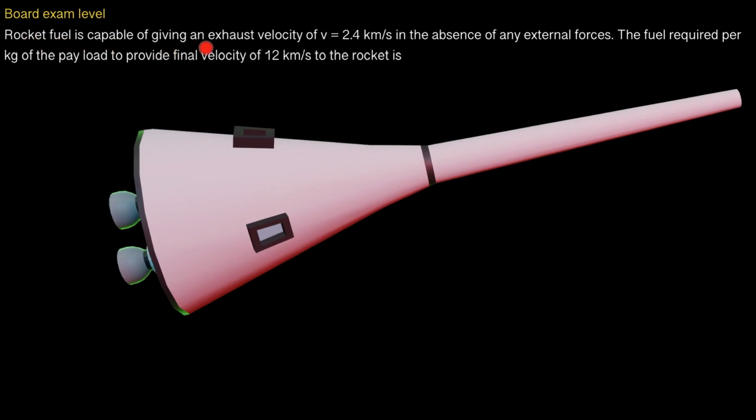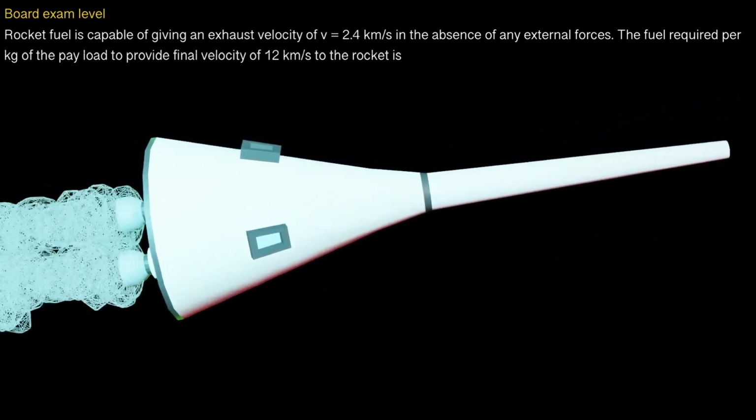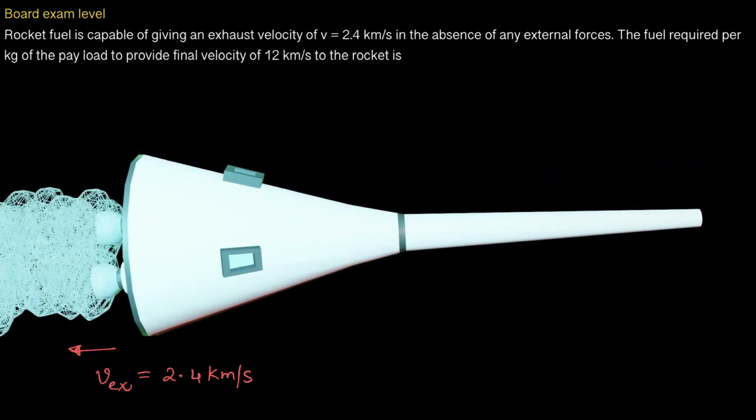Rocket fuel is capable of giving an exhaust velocity of v equal to 2.4 kilometers per second in the absence of any external forces. So he has given here that this V exhaust equals 2.4 kilometers per second. As he has mentioned no external forces, we can say that there is no gravity involved here. The fuel required per kg of the payload to provide a final velocity of 12 kilometers per second to the rocket is dash. So the final velocity of this rocket is 12 kilometers per second. The question is asking what is the fuel required per kg of the payload.